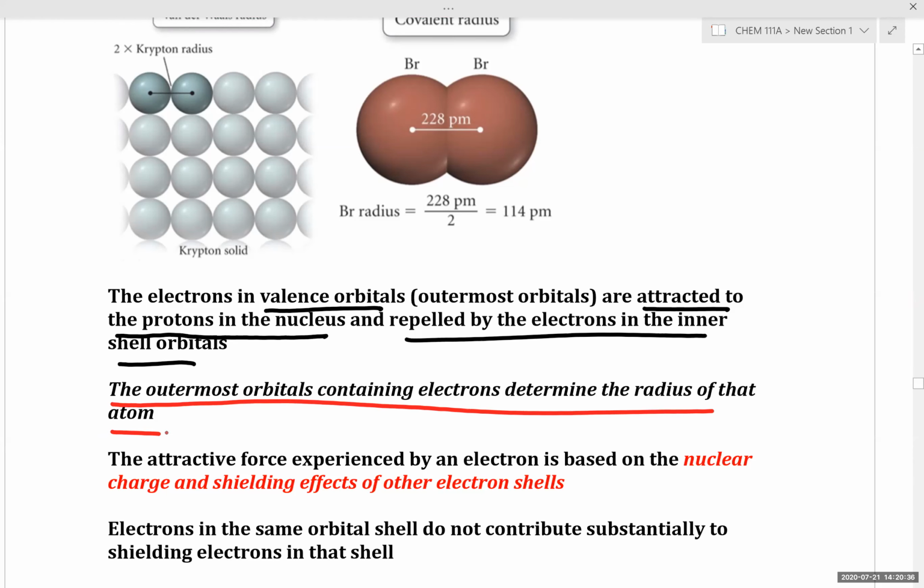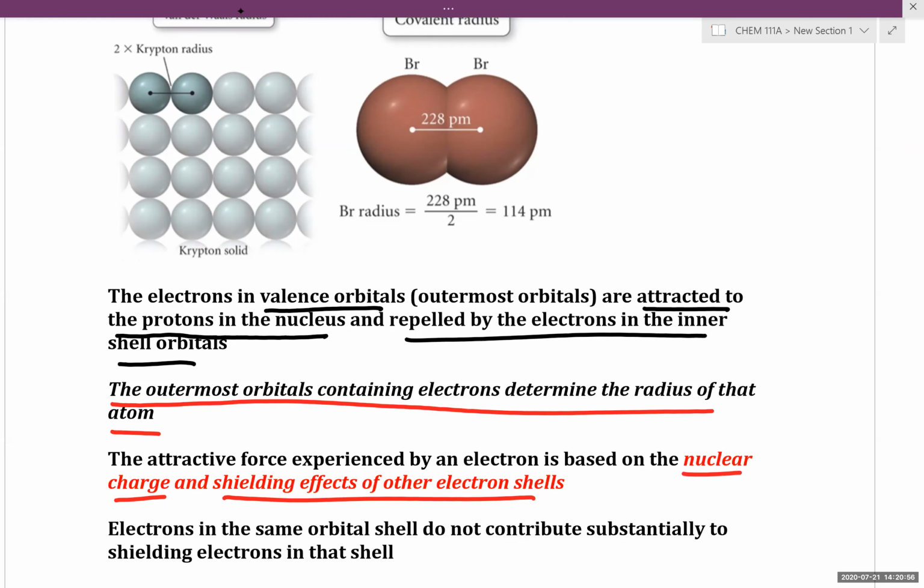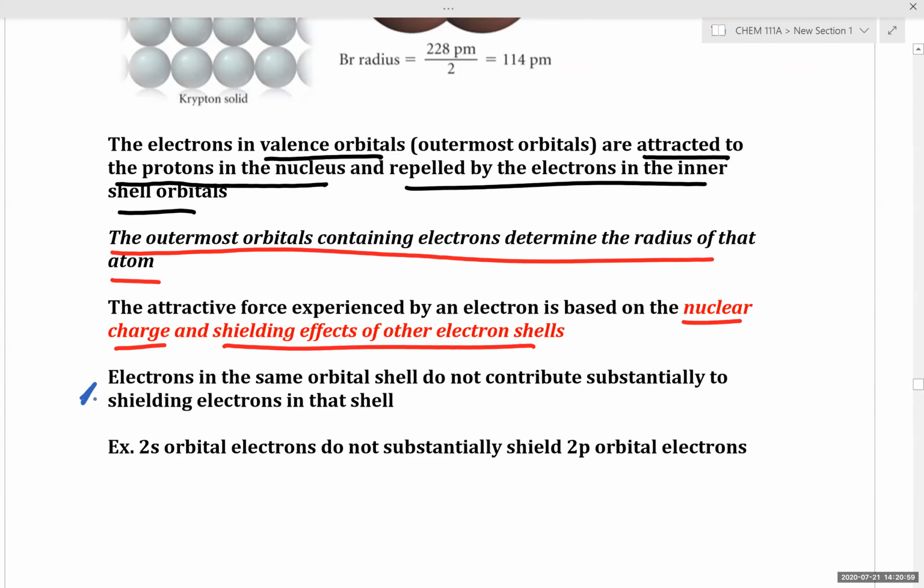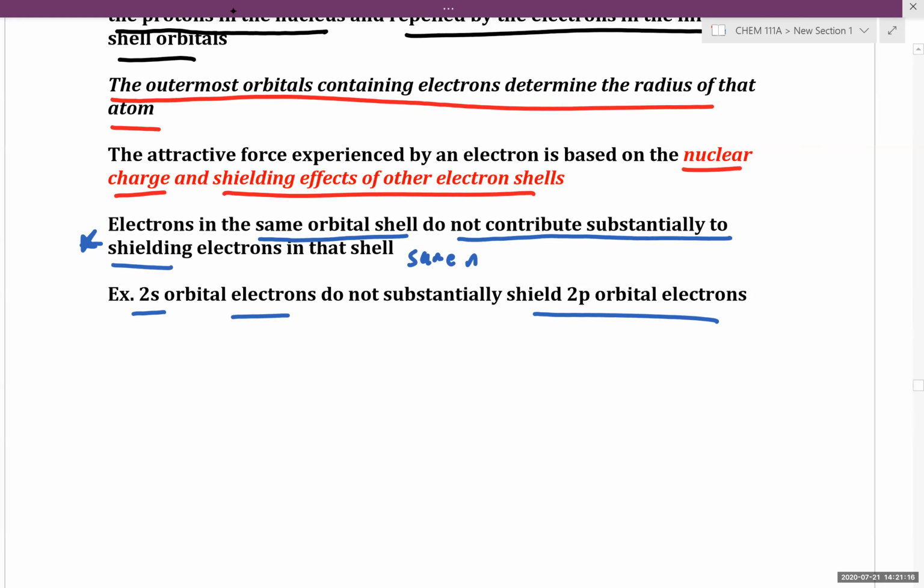So the outermost valence electrons determine your atomic radius. And the attractive and repulsive forces acting on that outermost set of electrons depend on the nuclear charge and shielding effects. Now, what's nice is that electrons in the same orbital shell, so same n value, do not contribute substantially to shielding. So for example, 2s electrons do not really shield 2p electrons.